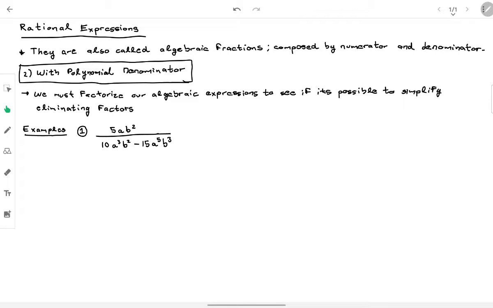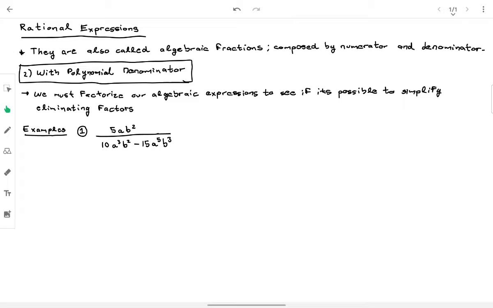So today we will continue seeing how to simplify rational expressions, but today we will see how to simplify them when we have a polynomial denominator. Remember, a polynomial is composed of at least two terms, two or more. In this case, it's going to be super important to remember the factoring cases. Why? Because in order to simplify our rational expression, we must factorize our polynomials.